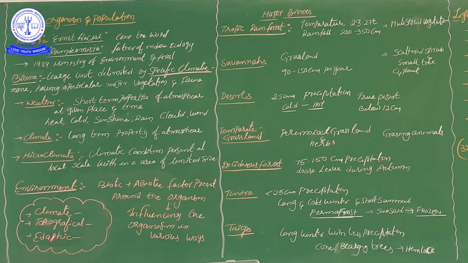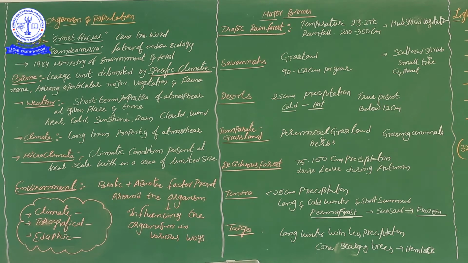Based on soil texture and soil pH, all under the edaphic nature of the soil. So these three environmental things we should remember. Now we come to the major different types of biomes in different places.